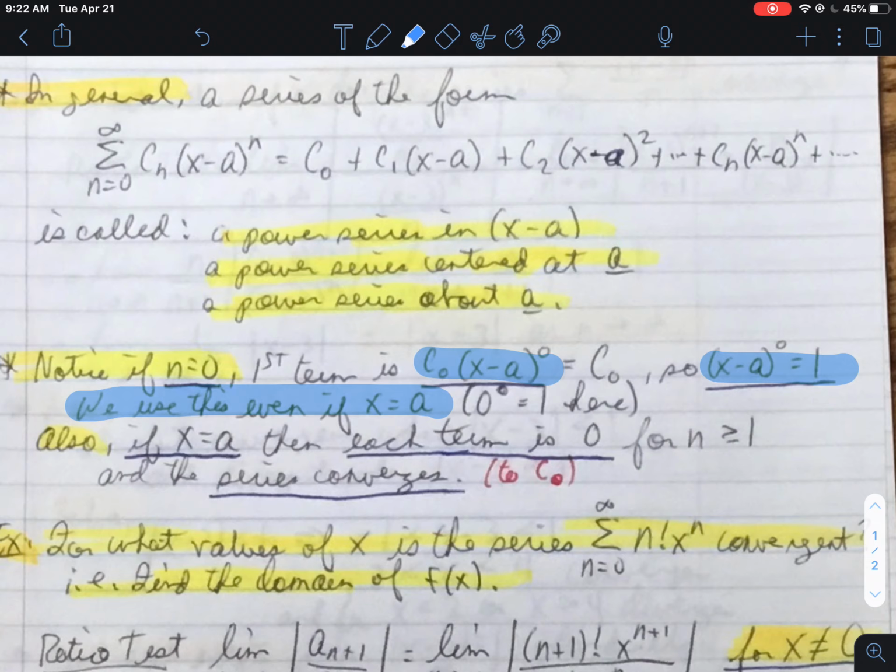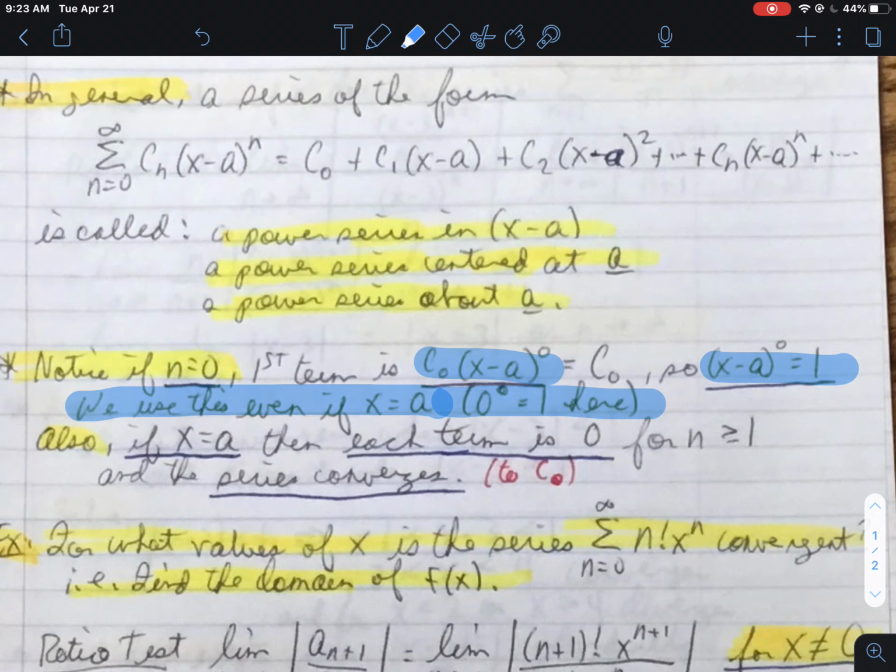And 0 to the 0 is actually another indeterminate form. We talked about the indeterminate forms of 0 over 0 and infinity over infinity for L'Hopital's rule and all that. 0 to the 0 is another indeterminate form. So that's why you always say a non-zero constant raised to the 0 power has a value of 1. 0 to the 0 is indeterminate. It could be 1, could be something else. For power series, though, we take 0 to the 0 to also have a value of 1.